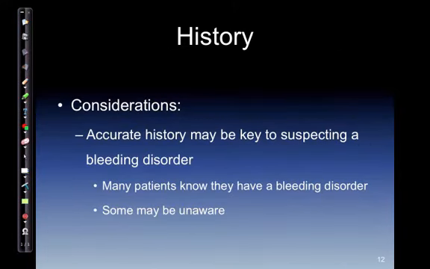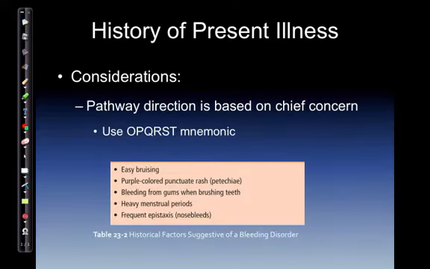History. Considerations for history. Accurate history may be the key to suspecting a bleeding disorder. Many patients know they have a bleeding disorder. However, some may be unaware. History of present illness. Considerations. Pathway direction is based off of chief concern, and then whenever you're using a history or trying to obtain a history from these patients, use the OPQRST mnemonic. It's the easiest way to get the elicited information that you need.